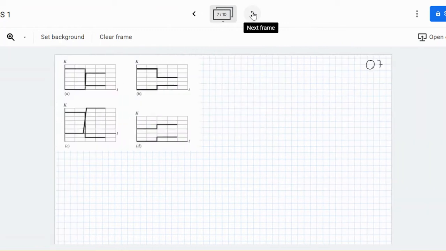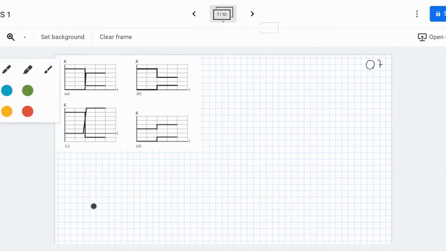Let's go on to the next one. This is question 7. Question 7 says, a block slides along a frictionless floor and into a stationary second block with the same mass. So, okay, let's draw what the initial condition might look like. We're going to have a block. It's going to slide along and collide with another block.